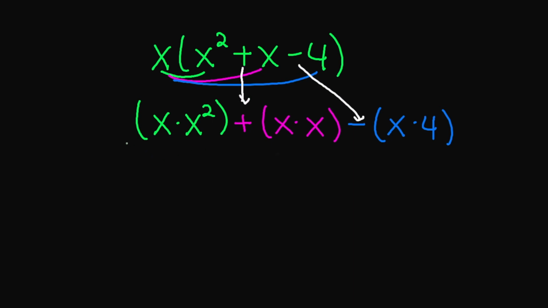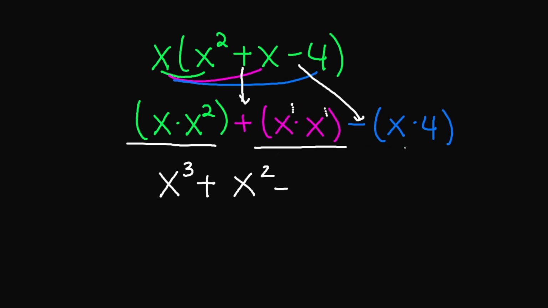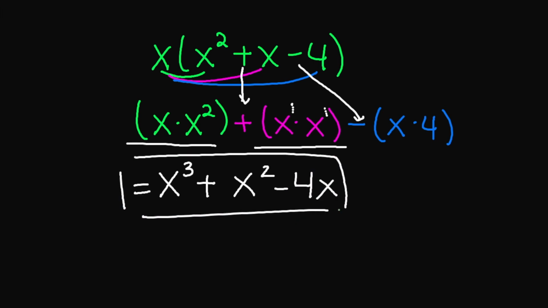So now let's solve. x times x squared. This is going to give us x cubed plus x times x. This is going to give us x squared. I am multiplying with the same base, so I need to add my exponents. And then we have minus x times 4. This is going to equal 4x. And this is your final answer.